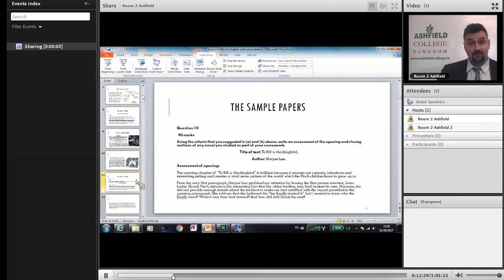So that's a good example of the main points that you'd focus on if you're writing about the opening of To Kill a Mockingbird and responding to questions on the exam paper. One of the questions that came up in the sample paper for the department asked, using the criteria you suggested in A and B above, write an assessment of the opening and closing sections of any novel you've studied as part of your course. So obviously, we've chosen to talk about To Kill a Mockingbird by Harper Lee.